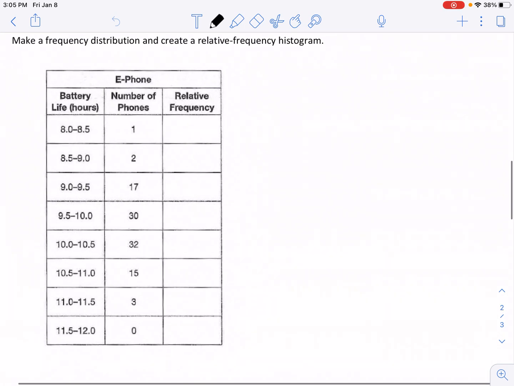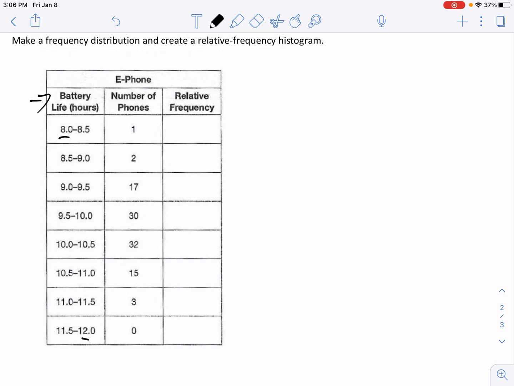And what we're given here, they already determined the frequency. We want to determine the relative frequency. So we're looking at an e-phone here, and it's talking about the battery life, okay? So we have, in terms of hours, anywhere from 8 hours to 12 hours, and then it counts the frequency of the number of phones that fall within that range. So from 8 hours to 8.5, we have 1. From 8.5 to 9, we have 2. From 9 to 9.5, we have 17, and so on.